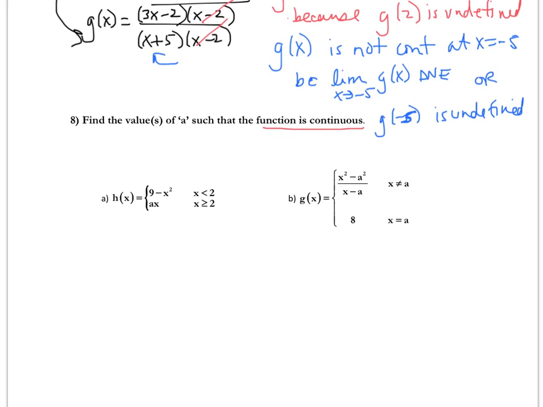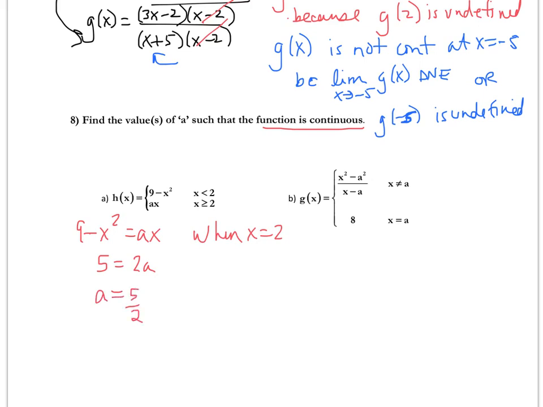Alright, so if we start with that first reasoning, that the limit from the left has to equal the limit from the right, then we can set the left and right sides equal when x equals 2. So we're going to say that 9 minus x squared equals ax when x equals 2, and then we plug 2 in for x, giving me 9 minus 4 is 5 equals 2a, and if we divide by 2, we get that a equals 5/2.